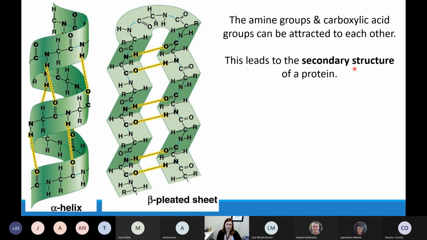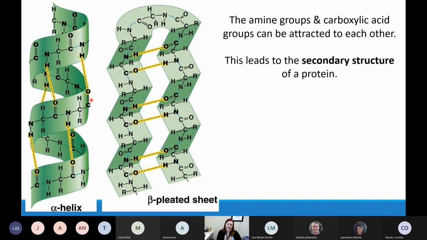The secondary structure of the protein is when amino acids that are not right next door to each other start to interact. So I have one amino acid up here that's interacting with one that's way over here. Or I have one amino acid again up here that's interacting with another one down here. When I have amino acids interacting with others that are far away from them, but we're still using the amine group, we're still using the acid group, that leads me to build these secondary structures.